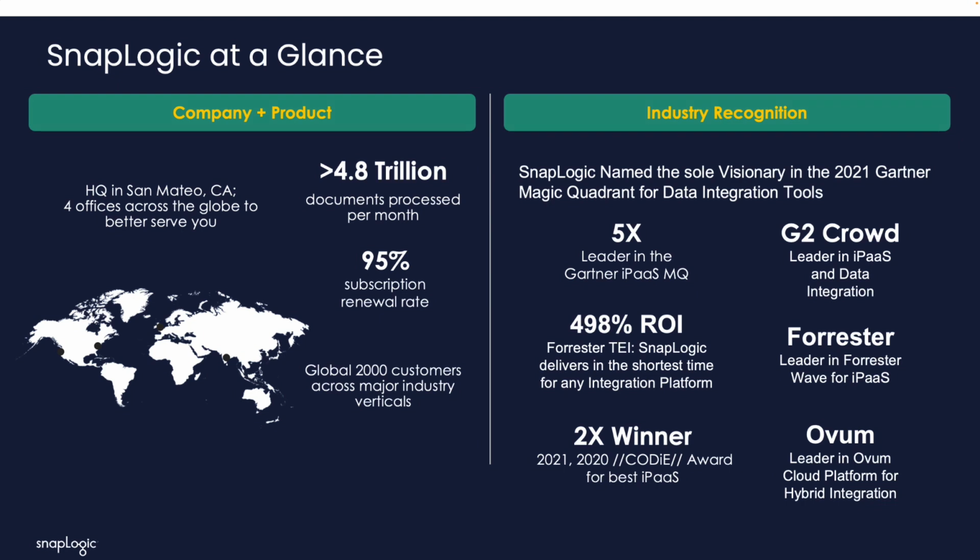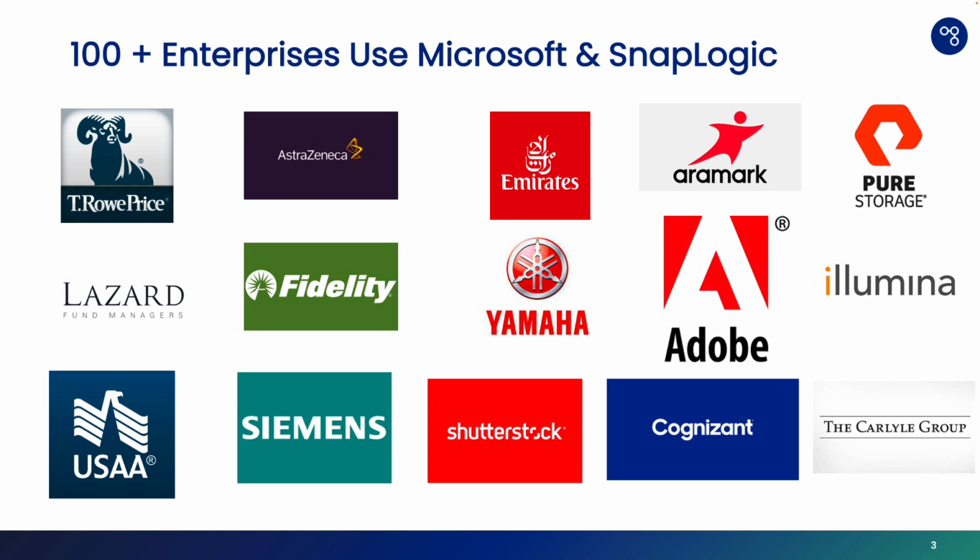SnapLogic has been around since 2006. We process over 4.8 trillion JSON documents per month. That's a lot of data. The value that we offer our customers is substantial. Forrester reports their research shows 498% return on investment. I wish I could get that on mine. Hundreds of companies use SnapLogic, and we have over 100 explicit customers between Microsoft and SnapLogic. And some of these logos are pretty impressive, and they've been long-running customers for both of us.